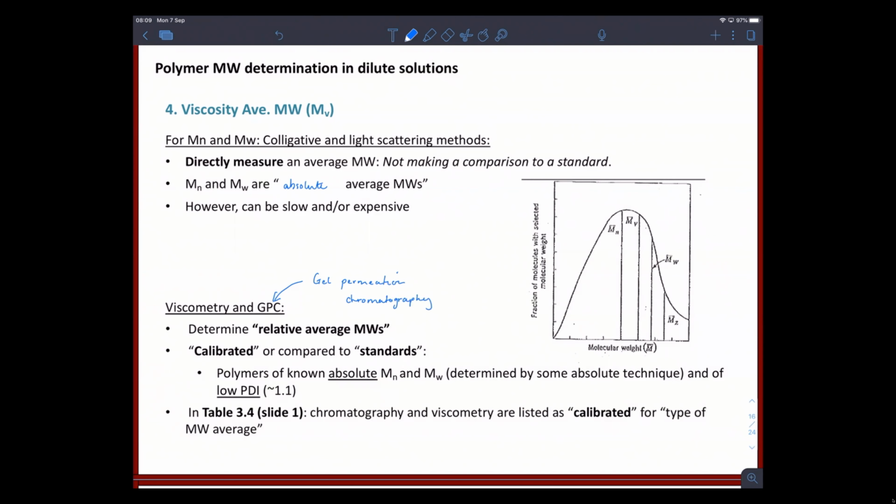And they determine relative average molecular weights. So what happens when you do an experiment like this is you calibrate it, or compare it to the standards. Those standards are polymers of known number average molecular weight and weight average molecular weight, determined by some absolute technique, right? So they're looking at polymers which are confirmed by colligative and light scattering methods. And the essential thing is that they also have to have a low polydispersity index, so they can be trusted to have a very narrow peak.